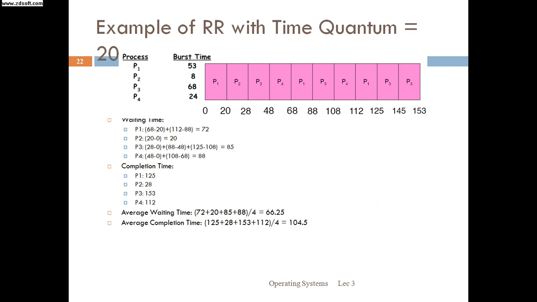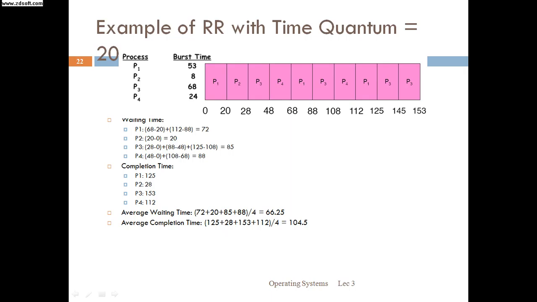So we can explain this round robin algorithm with an example. Here we consider the time quantum as 20 milliseconds. There are 4 processes available, and these are the corresponding burst times. We allocate P1, P2, P3 in FCFS order, but only for a time quantum of 20 milliseconds. Initially P1 enters, and only for 20 milliseconds the process P1 will get executed.